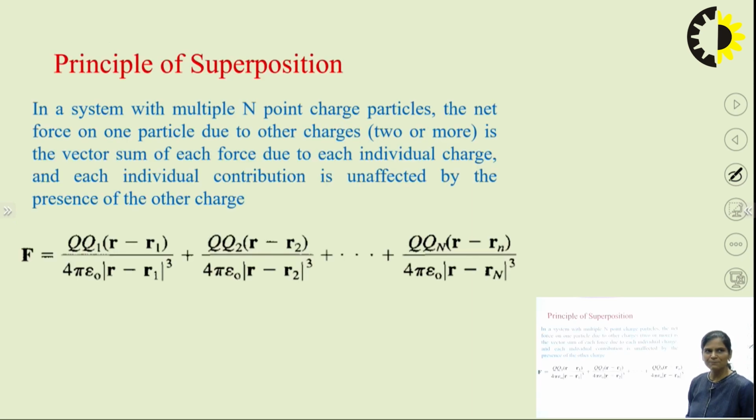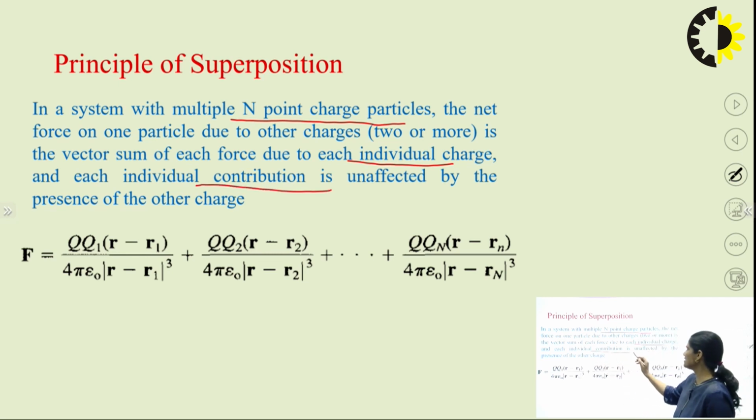Now the principle of superposition. In a system with multiple n point charge particles, the net force on one particle due to other charges, maybe 2 or more, is the vector sum of each force due to each individual charge, and each individual contribution is unaffected by the presence of other charges.